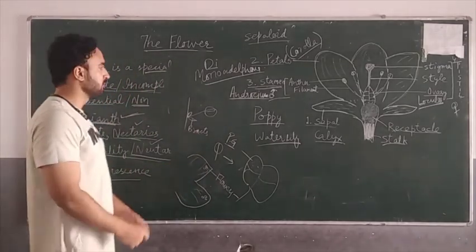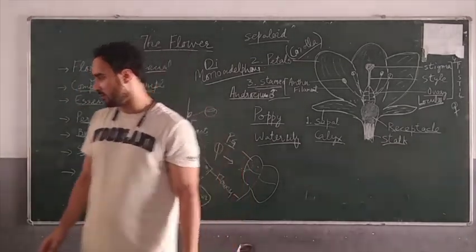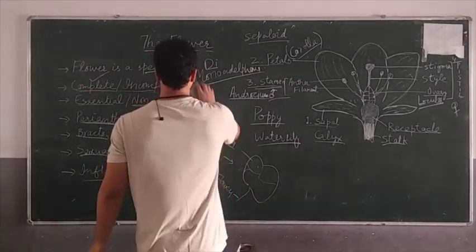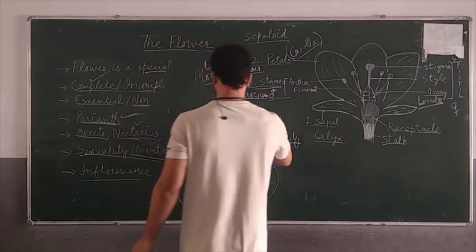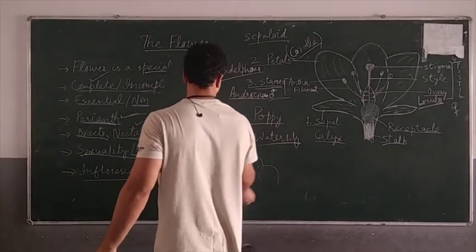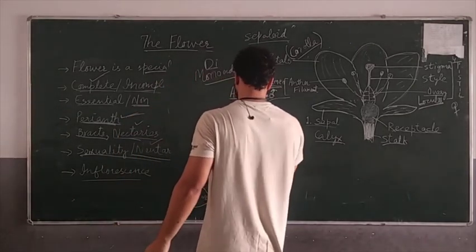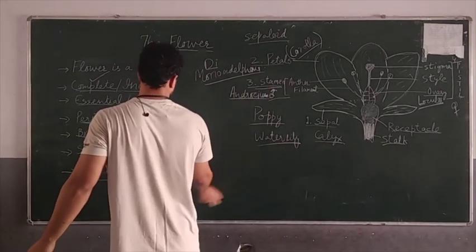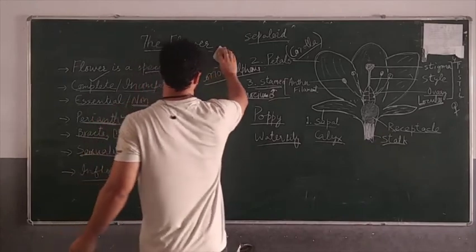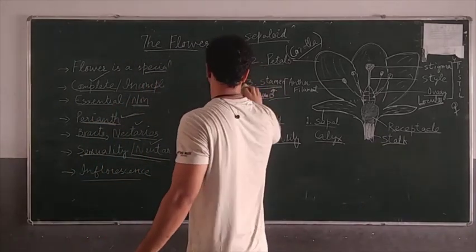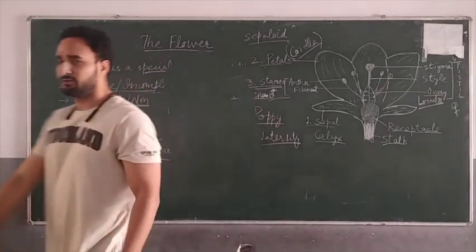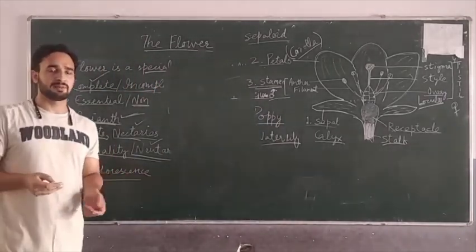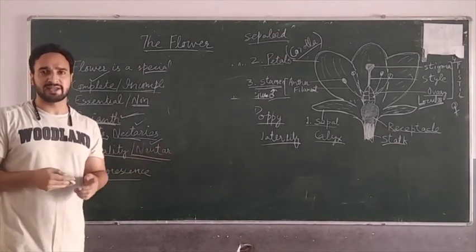And the other condition is the inflorescence. What do you know about inflorescence? Inflorescence is the arrangement of flowers in different plants. We have different flowers, but their arrangement is also different in different plants, isn't it? So inflorescence is the arrangement of flowers in a plant, how different flowers are arranged.